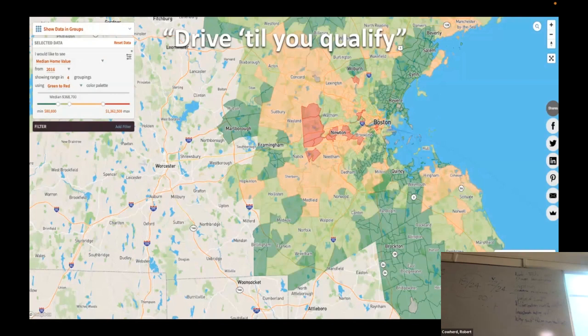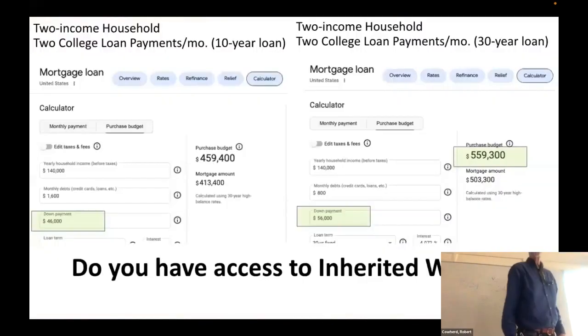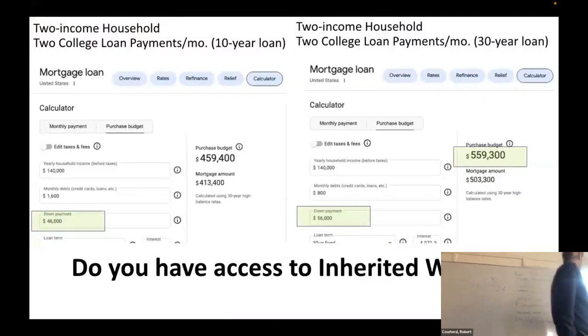So if you're going to have kids, where are you going to live? Right? The United States is the only country in the world that funds its school systems based on local property taxes. This is going to come into play when we get into the deeper topic of this lecture today. And here's the other thing.